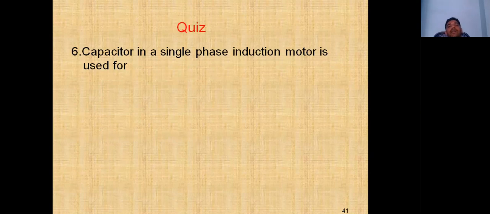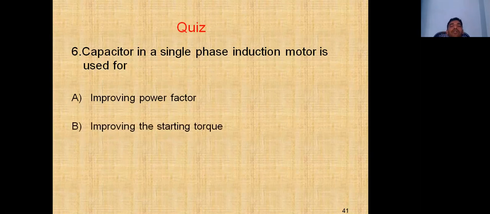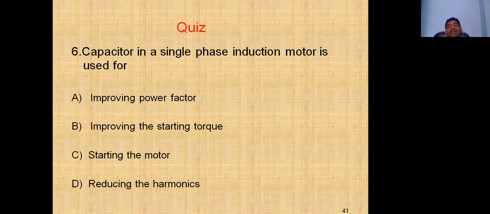Capacitor in a single-phase induction motor is used for: improving the power factor, improving the torque, starting the motor, reducing the harmonics. The answer is starting the motor.